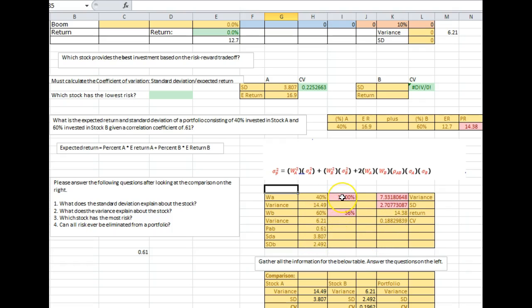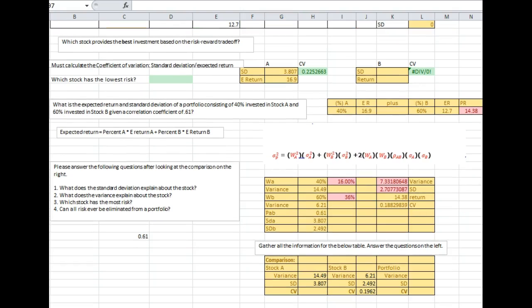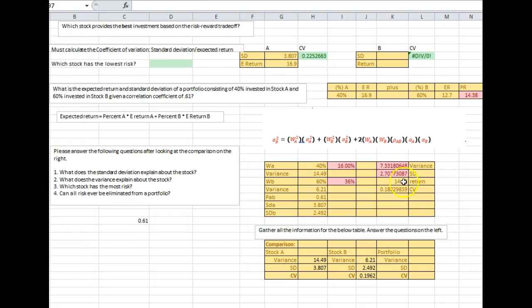The calculations have been made here, and our variance for this portfolio is 7.33. The standard deviation is 2.70, and some odd numbers out there. The rate of return is 14.38. So now I can compare all of this. I already have my variance for stock A. I have my standard deviation. I have the variance for B and its deviation. I need the CV here.